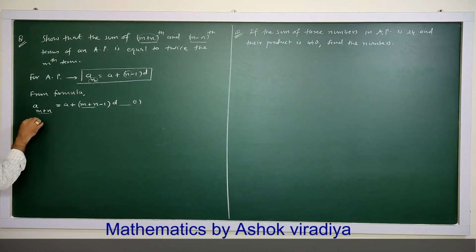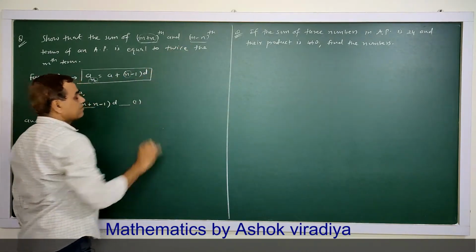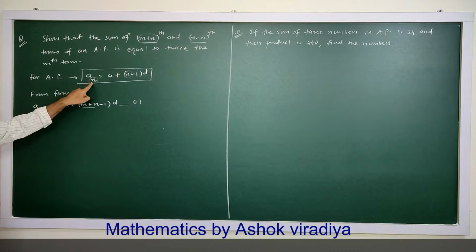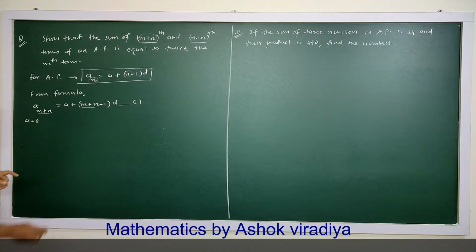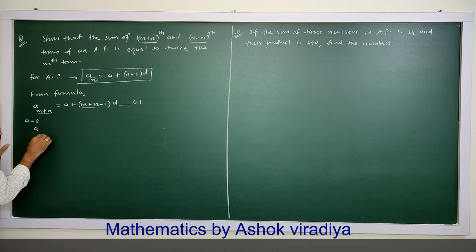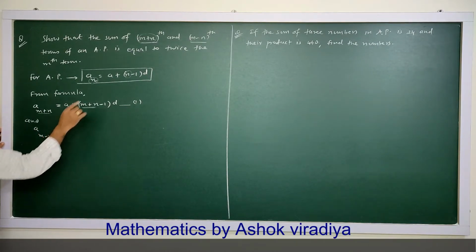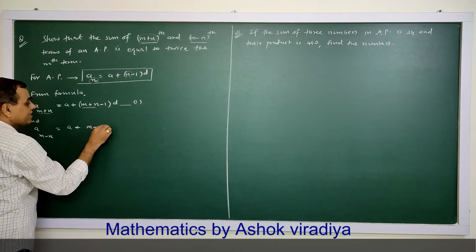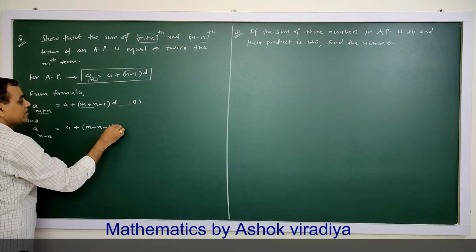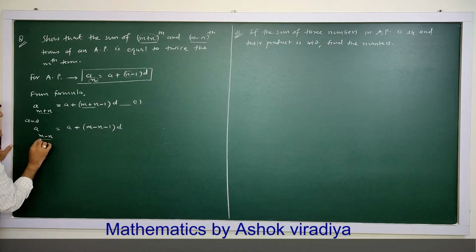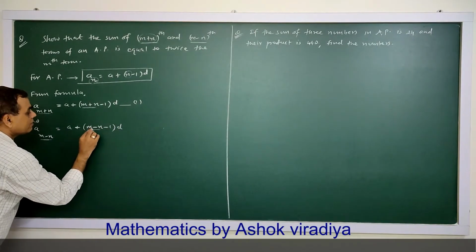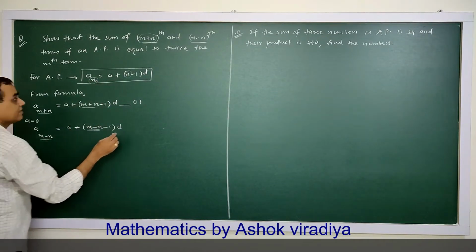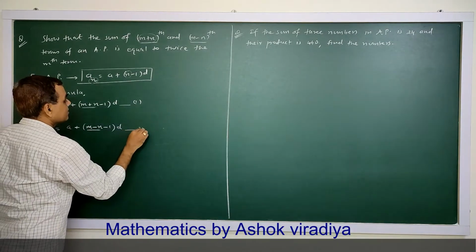And now the m minus nth term. So I replace this n by m minus n. So I keep here m minus n. So a m minus n is equal to a plus m minus n minus 1 times d. So this is the m minus nth term. In the above formula, n is replaced by m minus n. So this is the second result.